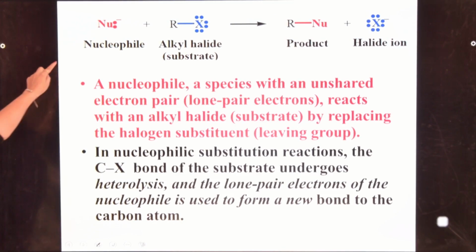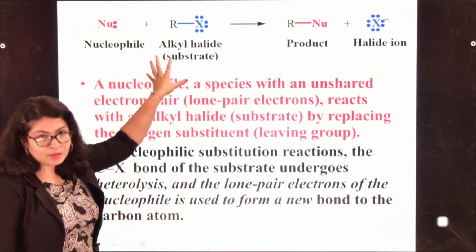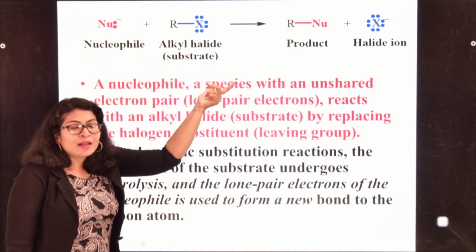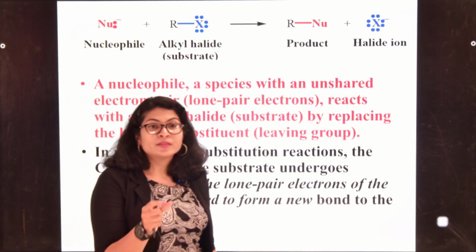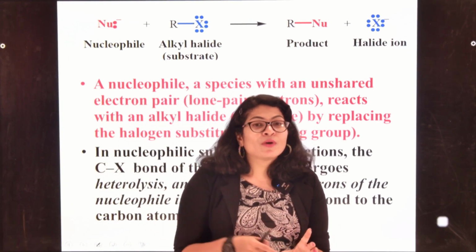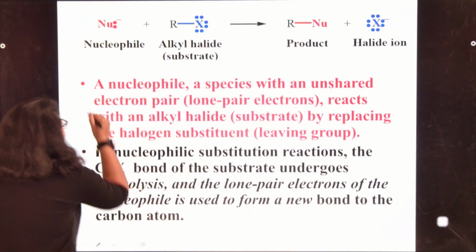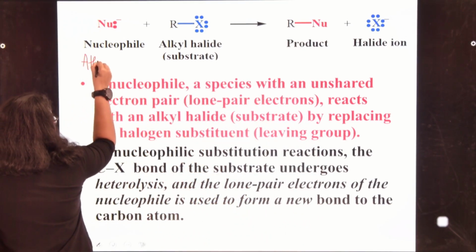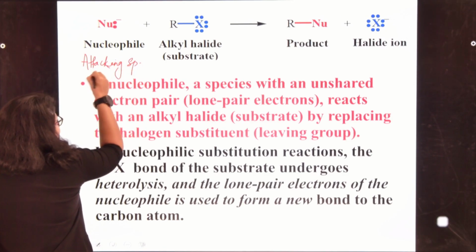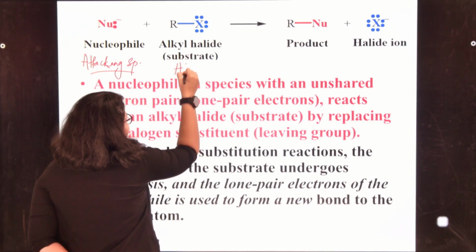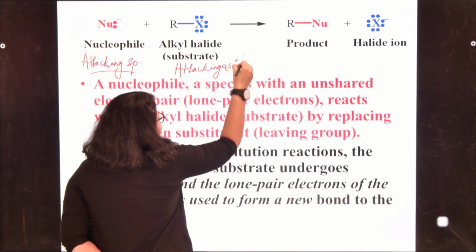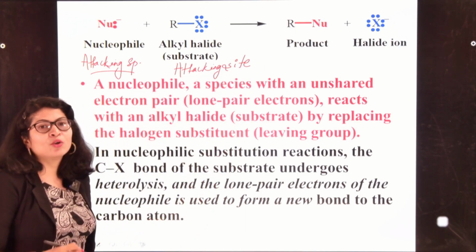So this is a nucleophile. It's a general reaction which shows a nucleophilic substitution reaction. This is a nucleophile. This is the alkyl halide and this is known as substrate. Substrate means that particular organic compound to which the nucleophile attacks. So this is basically the attacking species, and this is the attacking site, the site of attack where the nucleophile will come and attack.